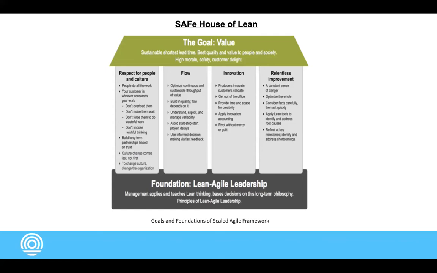And if we read these pillars, respect for people and culture, that's very important, because you're dealing with all types of people from offshore, onshore, so on and so forth, making sure that flow happens, so it's always continuous and sustainable. Innovation occurs, so making sure you're not doing the same thing all the time, and you're doing something different. And last but not least, relentless improvement. With all 4 of these pillars on top of that foundation, these are the goals for the Scaled Agile Framework.